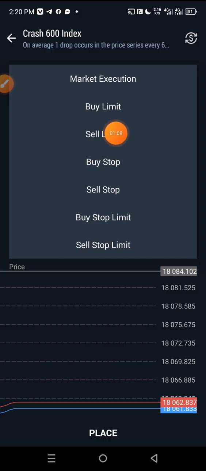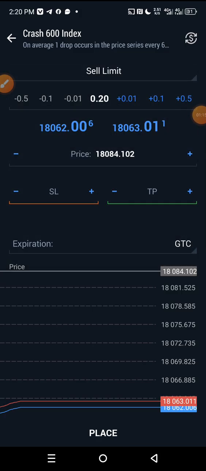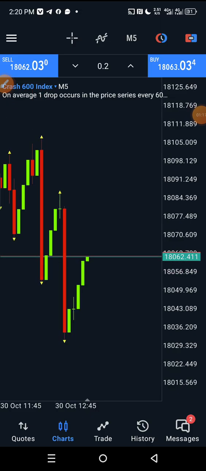All right, now in this episode we are discussing sell limit. Let's go back to the chart. Sell limit, as a part of pending order, is an instruction to sell a particular pair or index at a certain level of price that is higher than the current price. So what do we mean? Now this Crash 600 is going up, it is currently buying. But we are anticipating that if it gets to this level, it might sell.